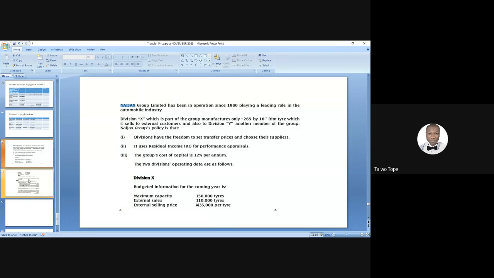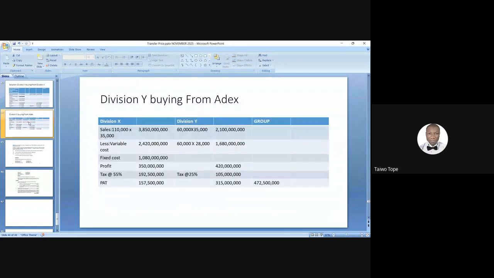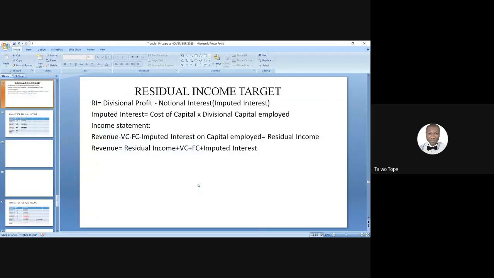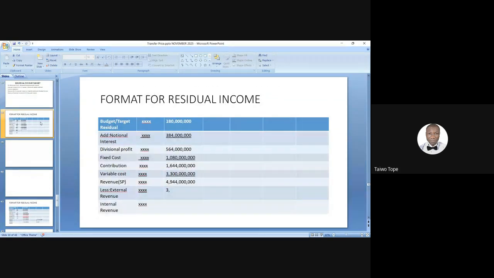Based on that requirement, it will be 90,000 tires multiplied by what? 35,000. Because we're trying to get the internal revenue based on the fact that we are requesting 60,000 tires. So what will be the external revenue? 3,150,000,000. 3 billion 150 million.